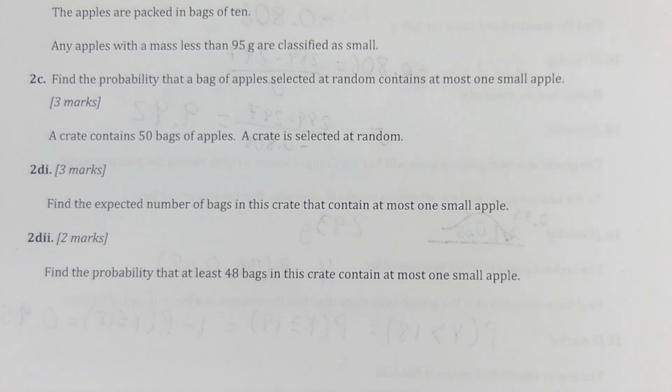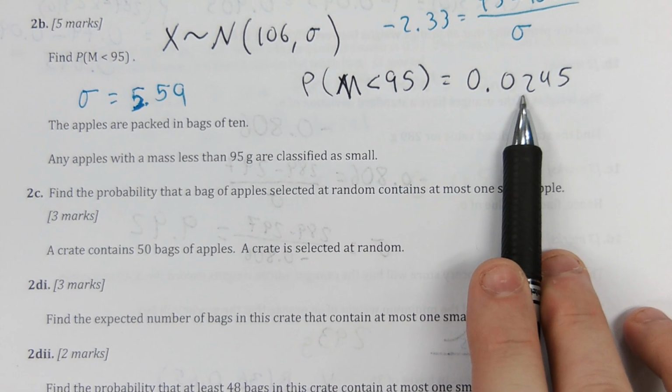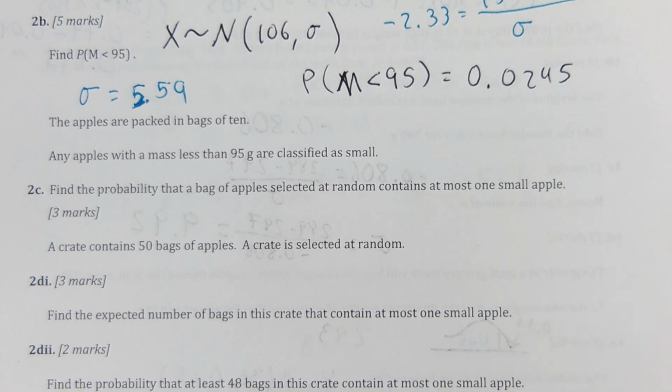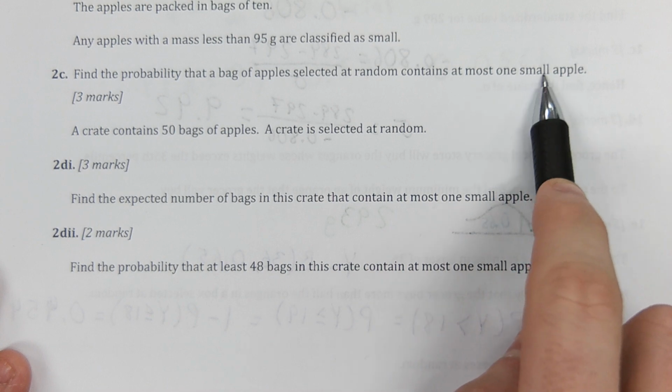Apples are packed in a bag of 10. Uh-oh, I'm automatically smelling binomial distribution. Why else would they have told me how many there are? I don't know when I'm going to need binomial distribution, but the moment I know how many apples I'm dealing with, we're thinking they're going to ask what's the probability I buy 6 or more. So apples are in a bag of 10. Apples with a mass less than 95 are small, so the probability that an apple is small is that. Find the probability that a bag of apples selected at random contains at most one small apple.